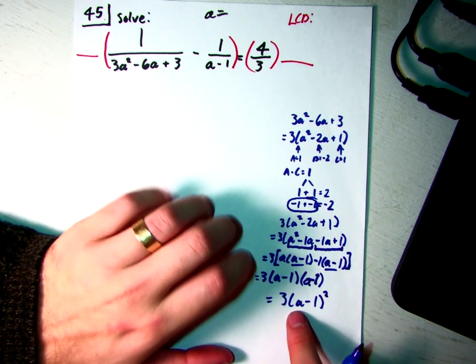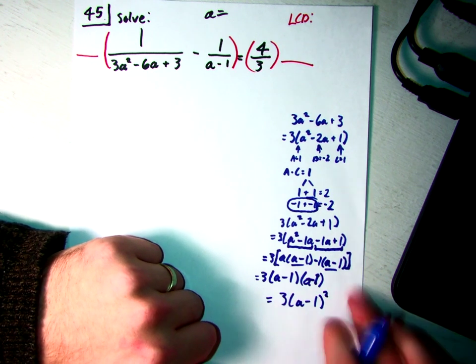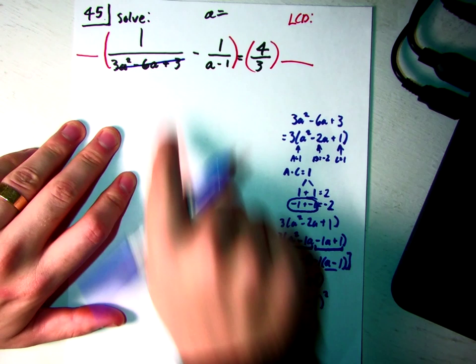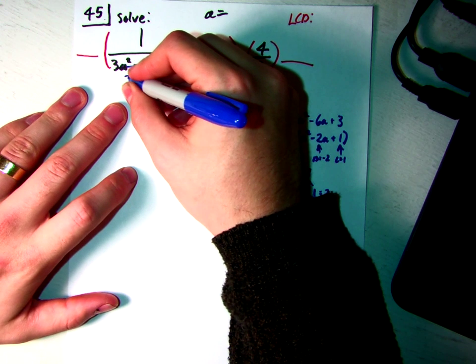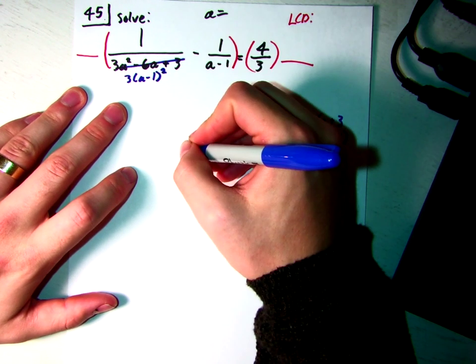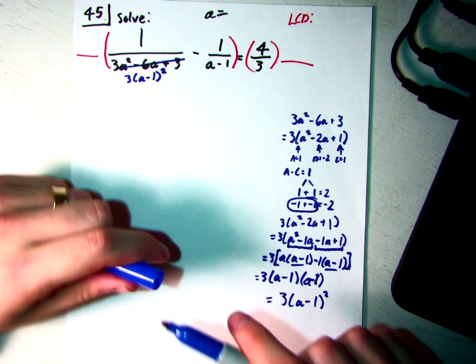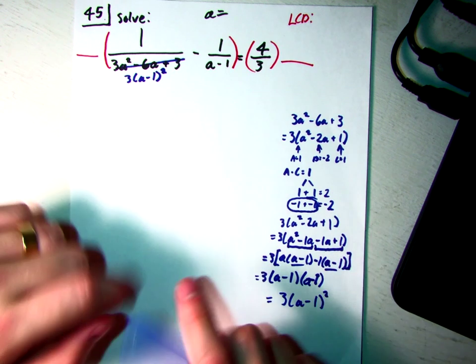I've got 3, I've got a minus 1 squared. Okay, that comes to 3 factors. So let's rewrite this denominator the way that it's supposed to be, factored: 3 times a minus 1 times a minus 1, which is what the squared does.